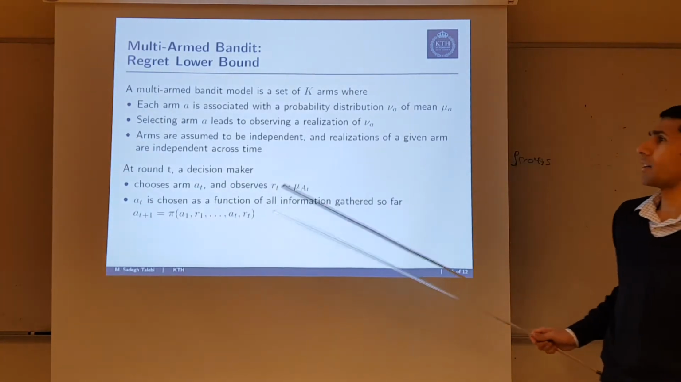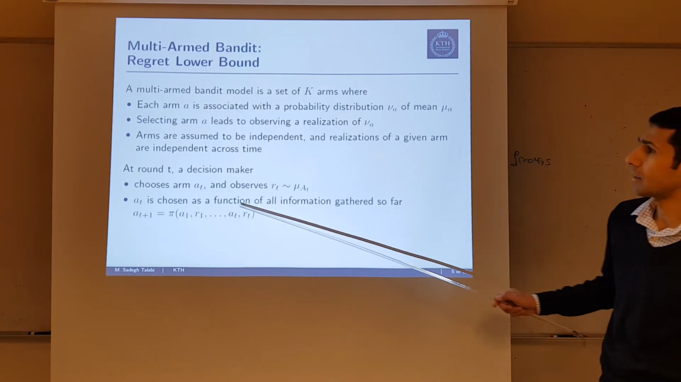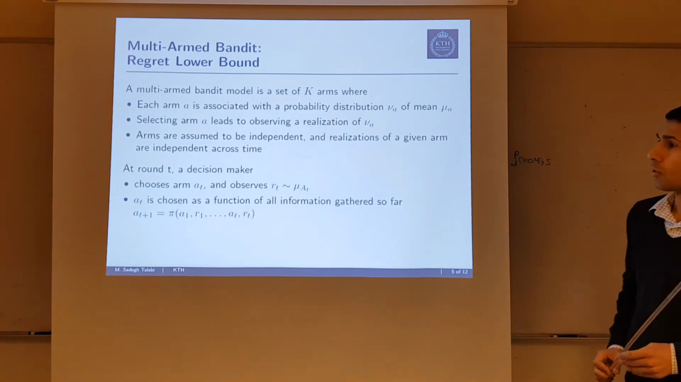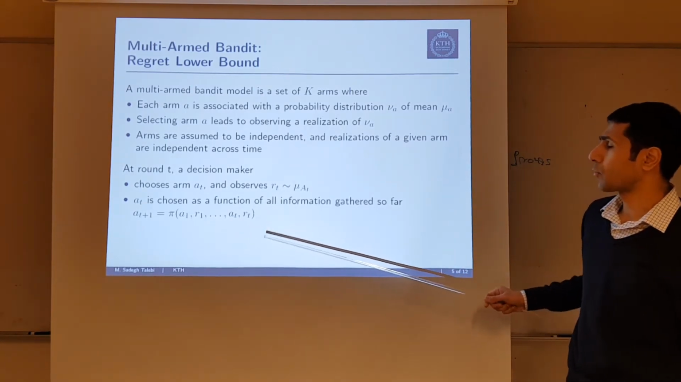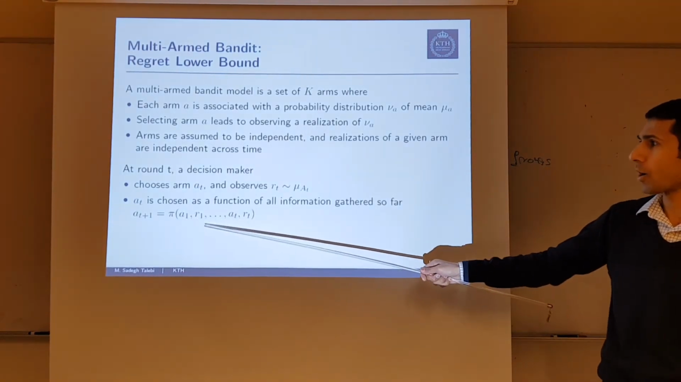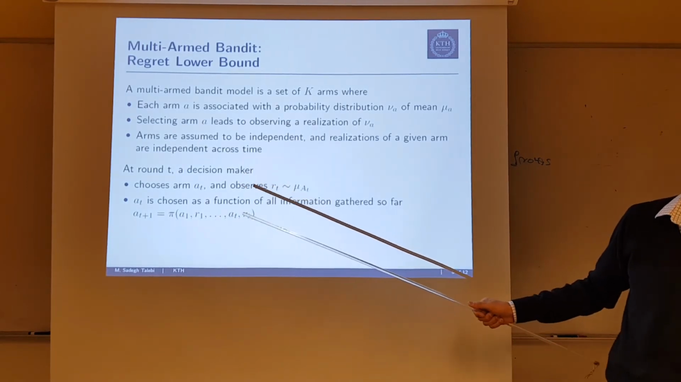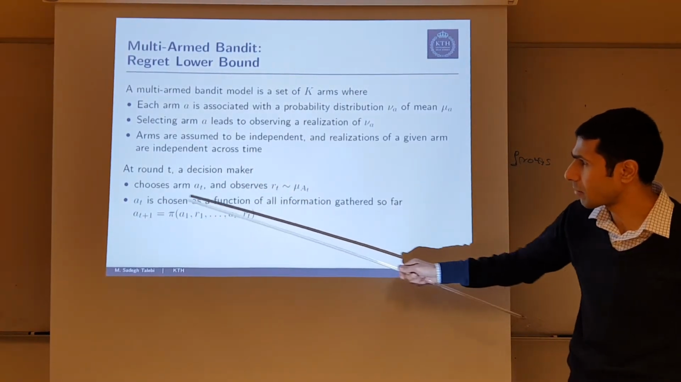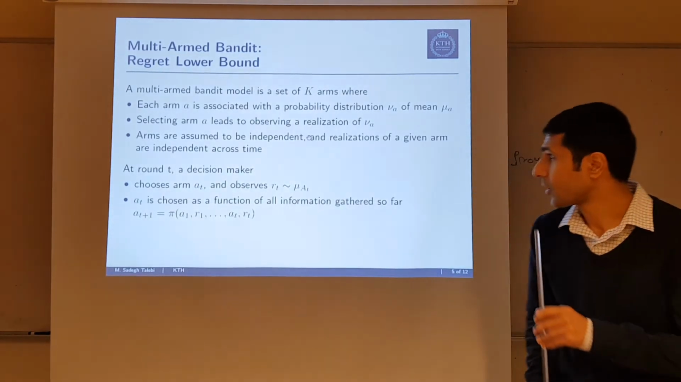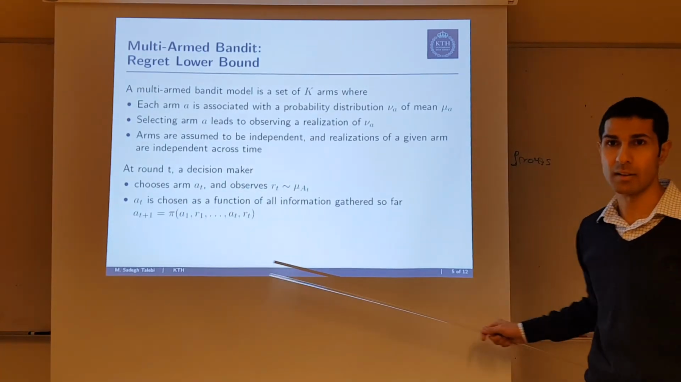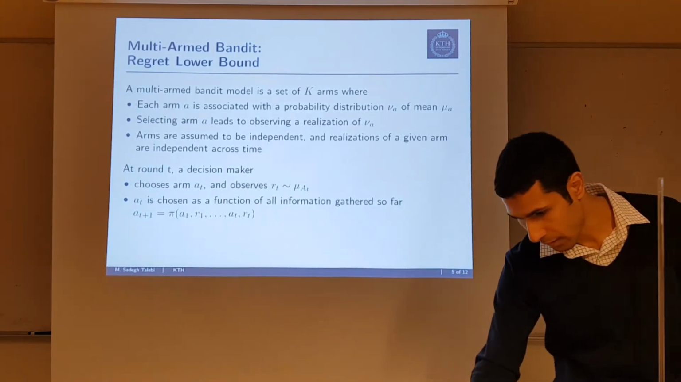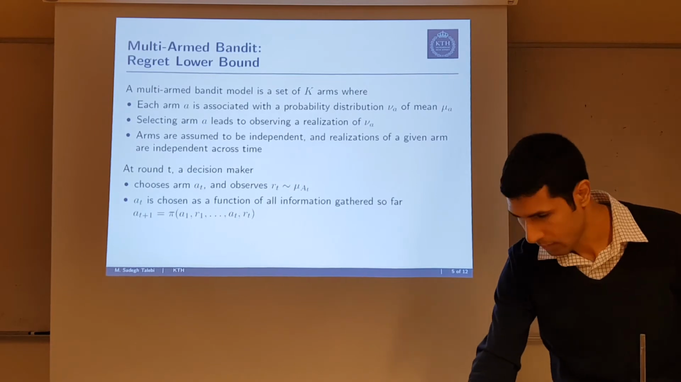When the decision maker employs a policy or algorithm, this A of t is chosen as a function of all the information gathered so far. As we've seen, all the information gathered so far is the arm played at the first time and the corresponding reward, and the second time and the corresponding reward. Since there is no notion of a state, it's a simpler history than in the general setting. Of course, this policy can employ some randomization as well, but in particular, it's a function of this entire history seen here.